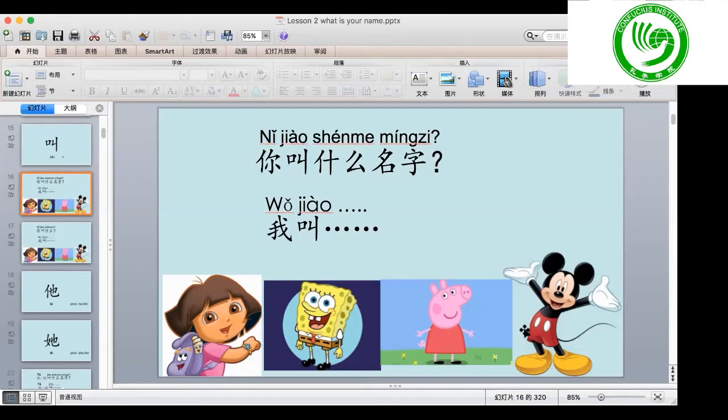Okay, now I'm going to ask you to ask me. Let us go through these pictures together. You ask me, then I answer that. You ask me, what's my name? Then I'm gonna answer like, my name is Dora, my name is SpongeBob. Okay, you go first. Ready? 开始. The first picture, you go first. 我叫 Dora. Second one, you ask me, please. 我叫 SpongeBob. 我叫 Peppa. 我叫 Mickey.